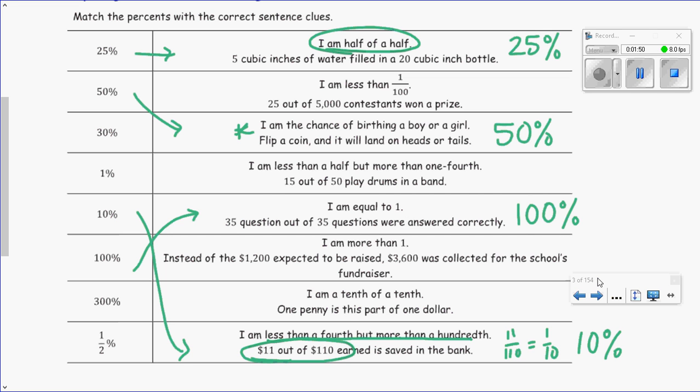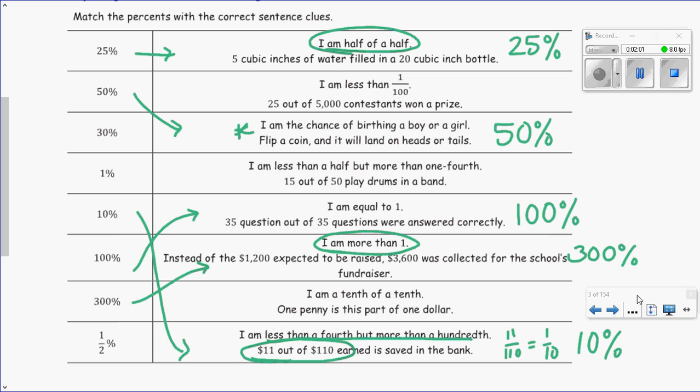Okay, more than one whole. Ooh, I like that one. There's only one number that is more than 100%, and it's right here. Did you get this one as 300%? Again, pause it and fix the ones that you need to, because if you put 300% somewhere else, you might need to change that one that you just wrote down there. So let's keep going. We still have 30%, 1%, and 1/2%. That's kind of weird. I'm going to save that one for last.